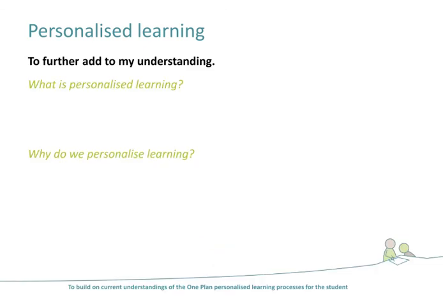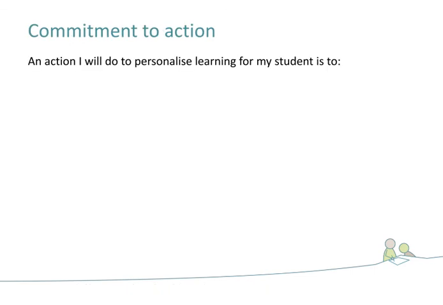If, at the start of this session, you recorded what personalised learning means to you, you could revisit and review it. Reflect upon what is confirmed for you, what you have learnt through the process of this session, and what else you would like to know. You may want to complete this session by making a commitment to at least one action that you will undertake to personalise learning for your student.